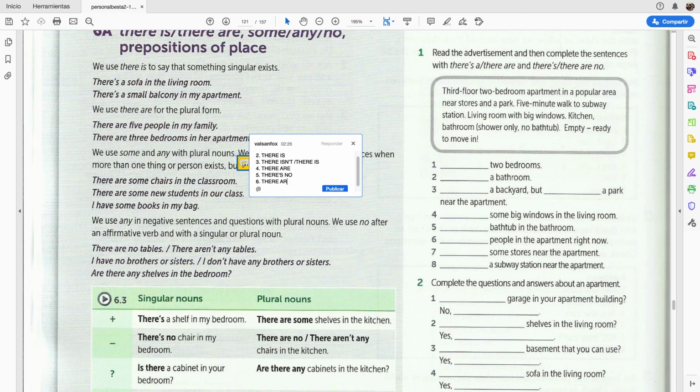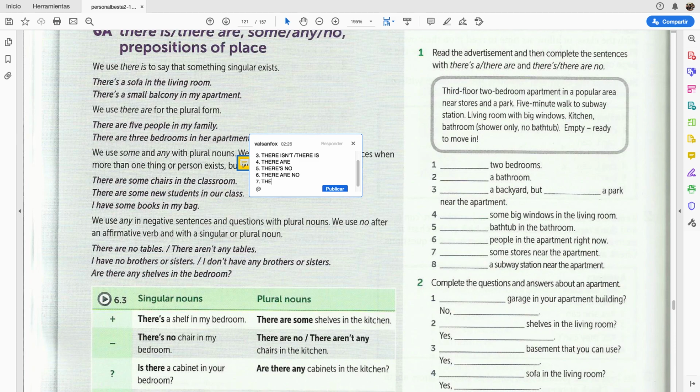There aren't any. We are going to use there are no. There are no people in the apartment right now. There are no. So this is like there aren't. But the difference is that when you say there aren't, it's necessary to use any. And here in number 6 there is no any, so that's why we say there are no people in the apartment right now.